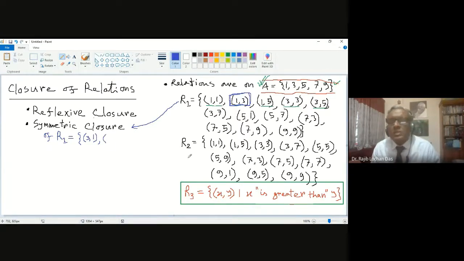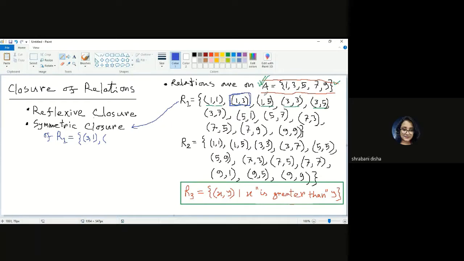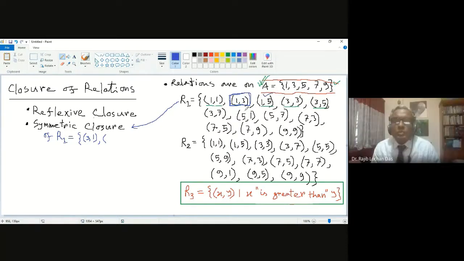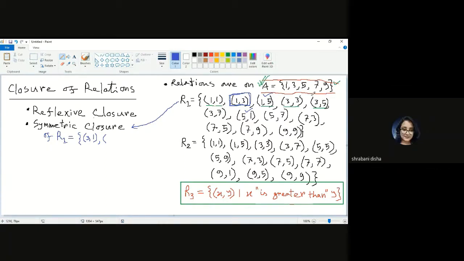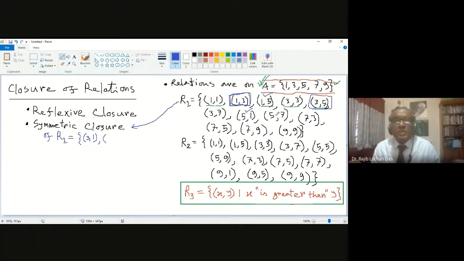So do you have others as well? Say 1 5 and 5 1. Do we have 5 1? Yes, sir, here we have 5 1. So it's fine. And 3 5 and 5 3. No, sir, 5 3 is not here. Okay, so 3 5 is here, so the opposite of this, 5 3, is not present. So 5 3 you write in the closure set.